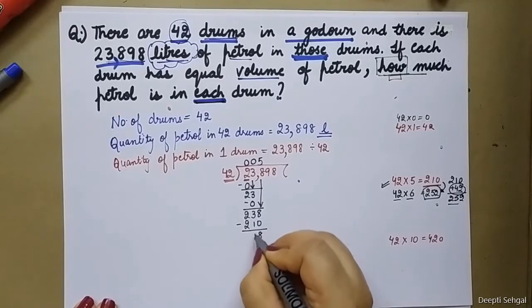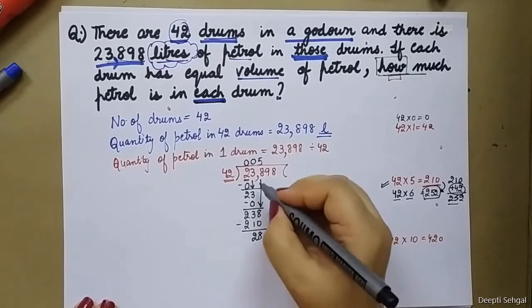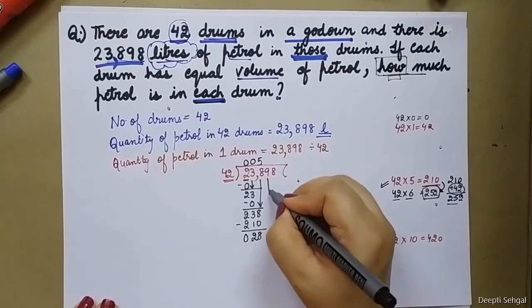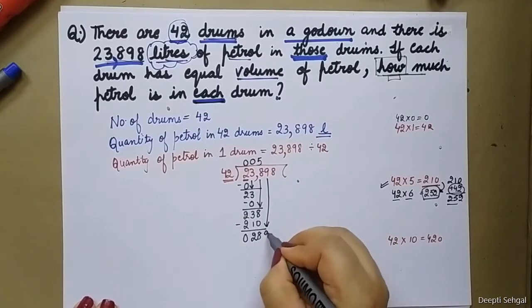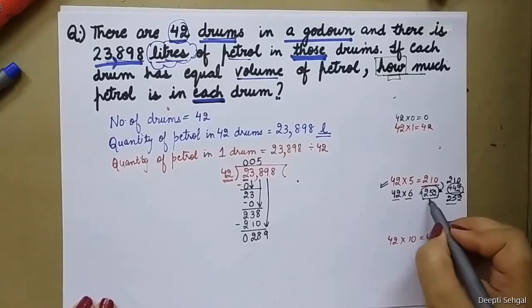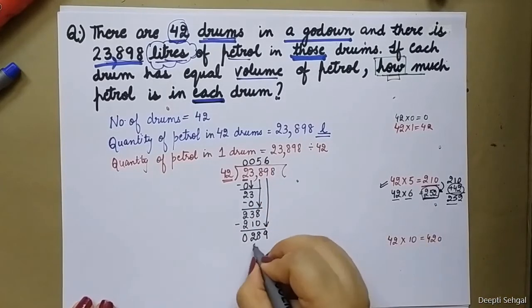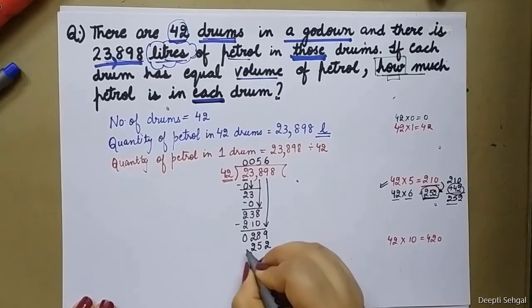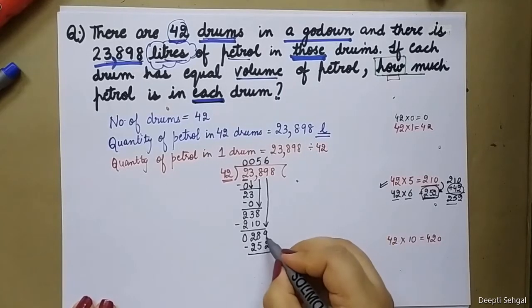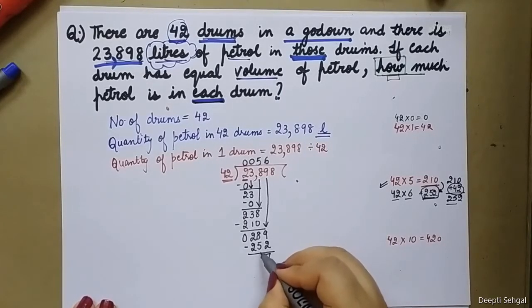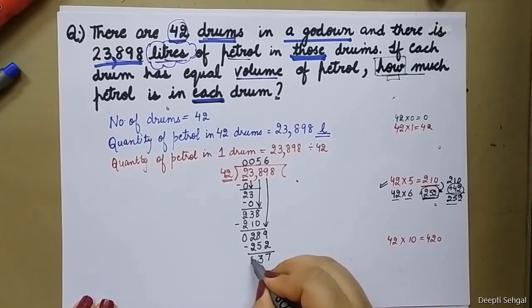Then it is 8, 2, 28, and this is 0. Now I am bringing down my next digit. That is 9. 289. Again it is closer. So I will write here 42 multiplied by 6 is 252. Now let's subtract. 9 minus 2 is 7, 8 minus 5 is 3, 2 minus 2 is 0.